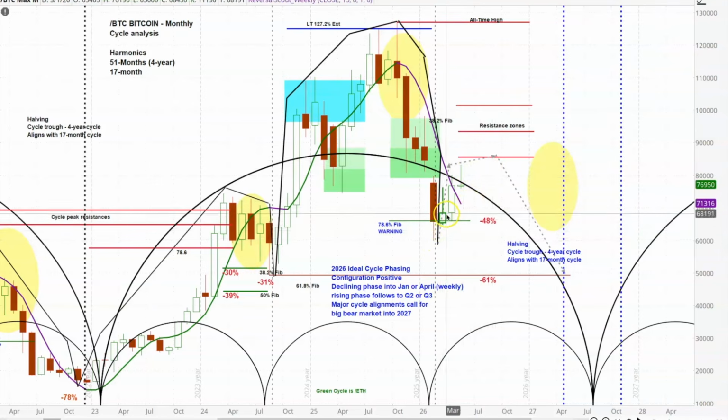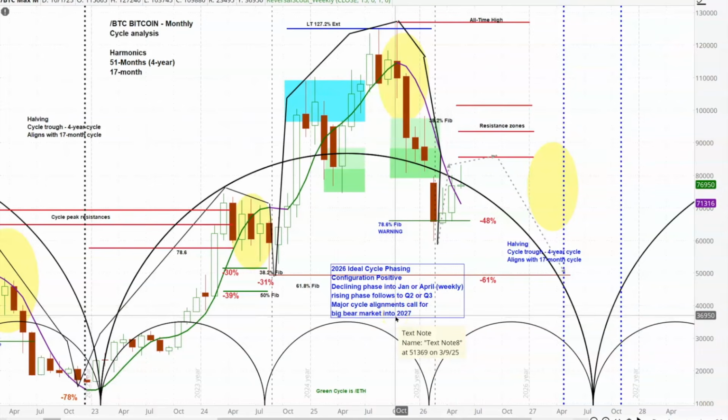Now, this is giving you an upward force right over here, but you could see the momentum still very negative. And the likelihood is that it gets into the resistance zones over here and then fails. So for now, this is a rally phase, an upward rising phase that you see right over there. But the major cycle alignments call for a big bear market into 2027.